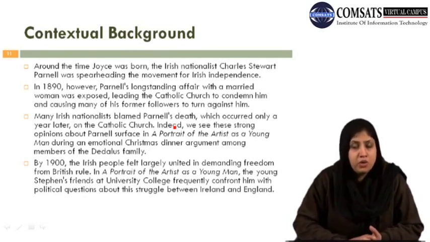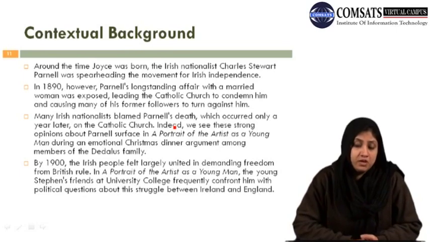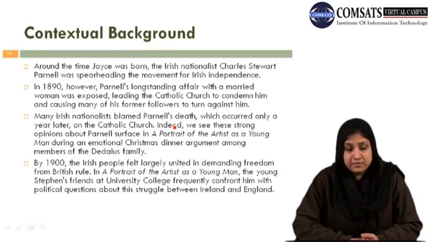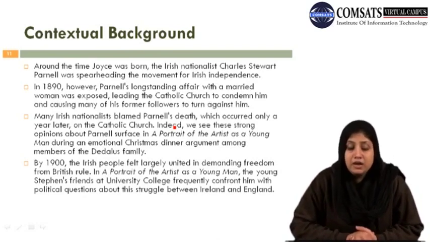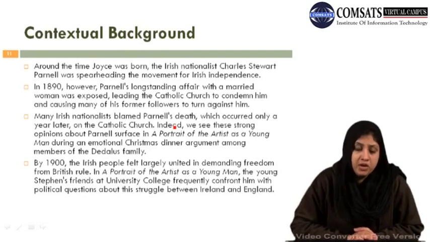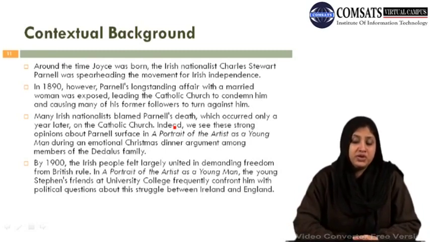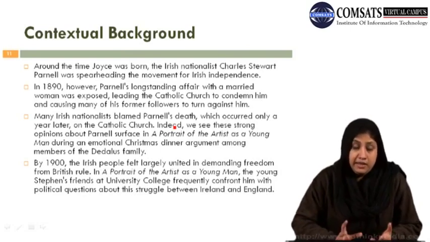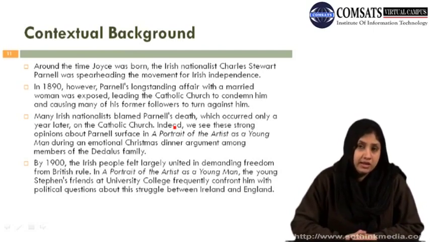Around the time Joyce was born, the Irish nationalist Charles Stewart Parnell was spearheading the movement for Irish independence. In 1890, however, Parnell's long-standing affair with a married woman was exposed, leading the Catholic Church to condemn him and causing many of his former followers to turn against him. That was a big political turnover. Many Irish nationalists blamed the Church for Parnell's death, which occurred only a year later.